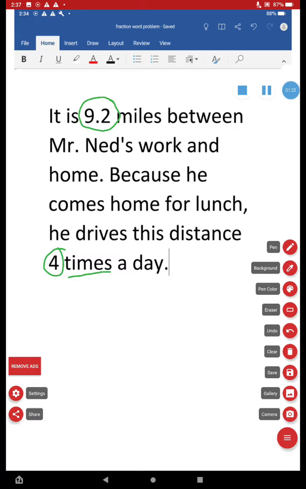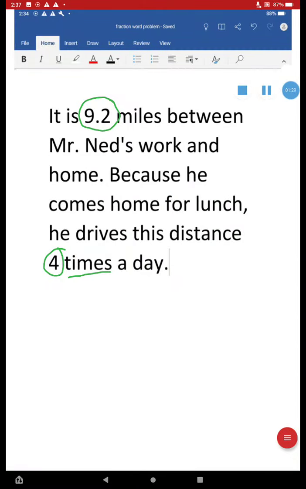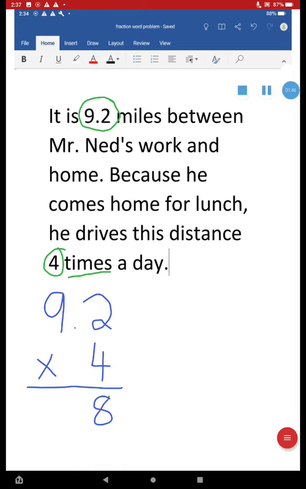All right, so now let's come down here and multiply 9 2/10 times 4. Let's do a little two-step multiplication. 4 times 2 is 8. 4 times 9 is 36.